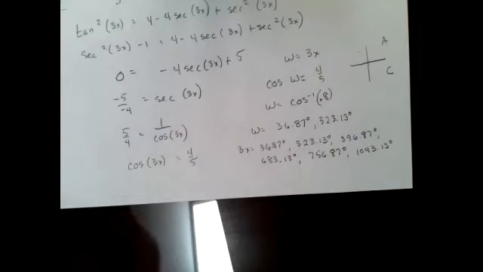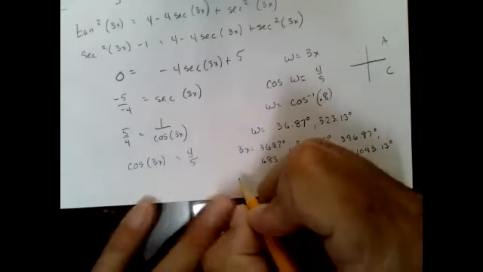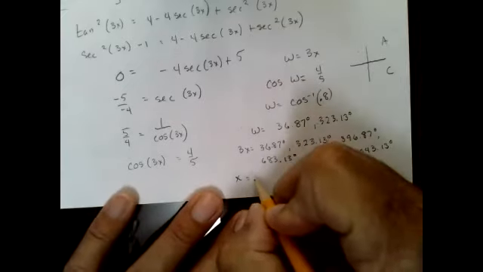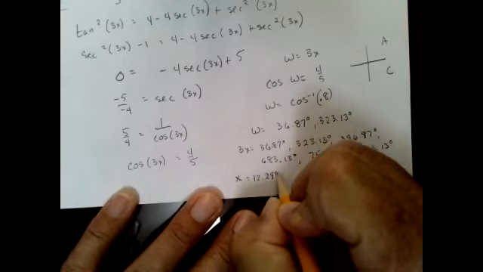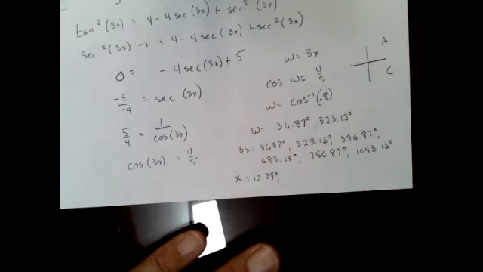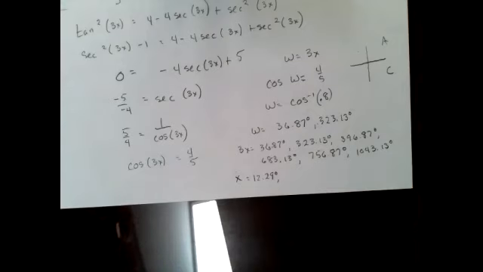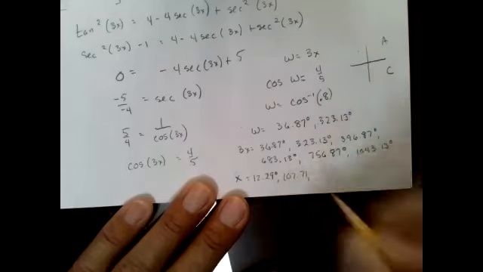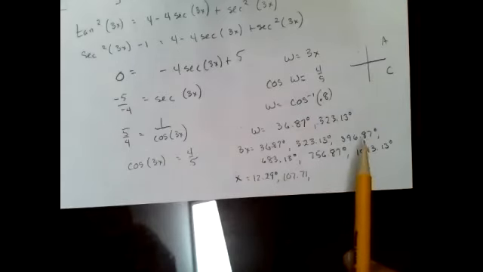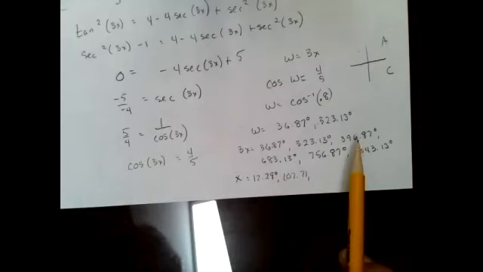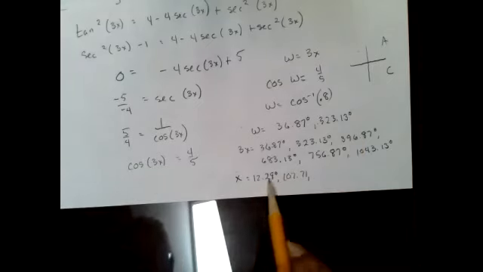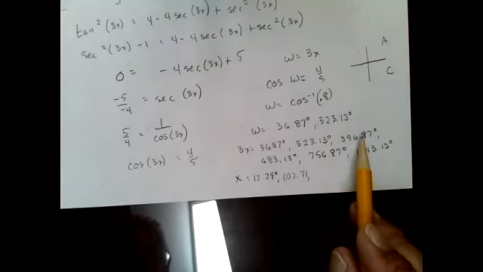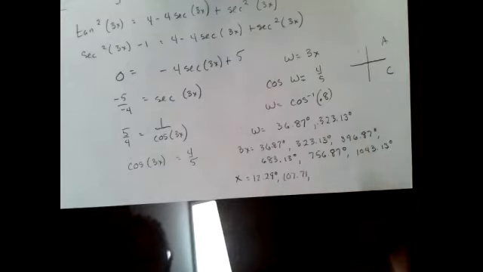So let's see. 36.87 divided by 3 equals x equals 12.29 degrees. Divide 323.13 by 3, 107.71. Remember I added 360? Well, what if I just divided that by 3? I'd get 120. So I can just add 120 there.